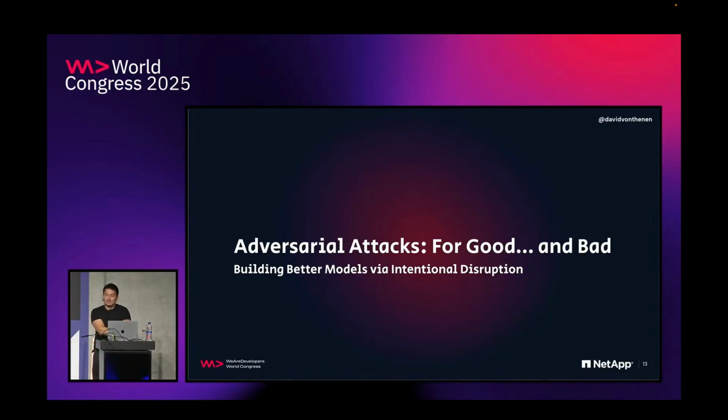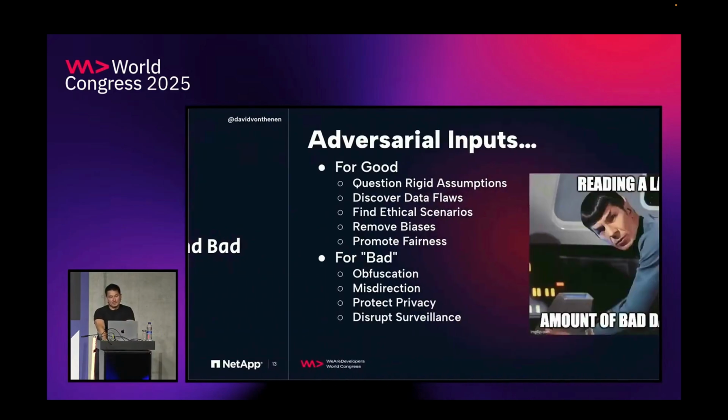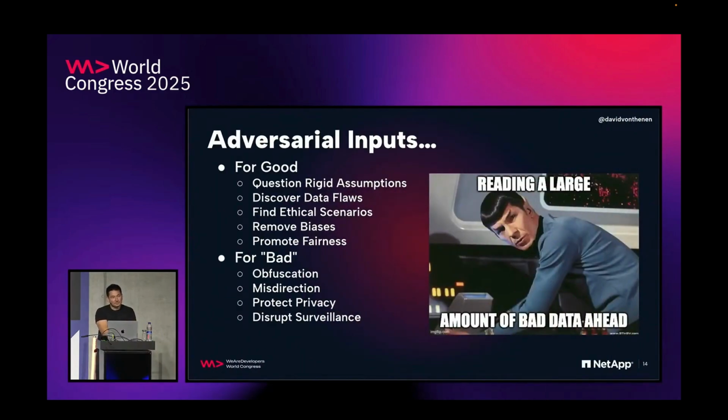Adversarial attacks for good and bad. So why do we want to intentionally introduce adversarial inputs into our AI and ML systems? For the good reasons, it's to test our assumptions on what our AI and ML systems are doing, right? Discover data flaws, find those ethical scenarios. Like as we pass in resumes, find out why it keeps saying this person should go advanced, but not this person, right? So it's, again, measuring and understanding.